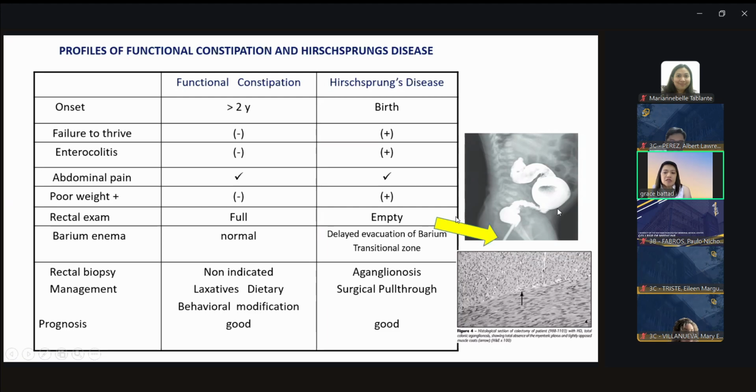When the patient is subjected to a rectal biopsy, there will be absence of the nerves, your Meissner's and Auerbach's plexus. They are not found here. You have an aganglionic segment. That's why this has to be referred to surgery for a surgical pull-through. On the other side, for functional constipation, rectal biopsy is not indicated. You could just go for dietary modification, behavioral modification, and the use of laxatives to loosen up the stools. Both will have a good prognosis.